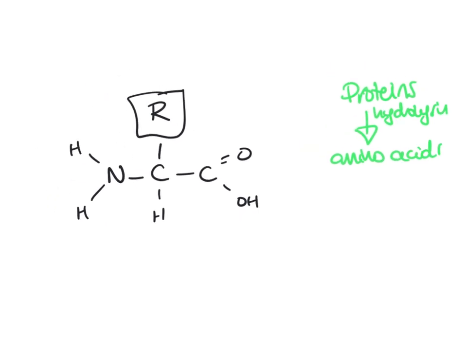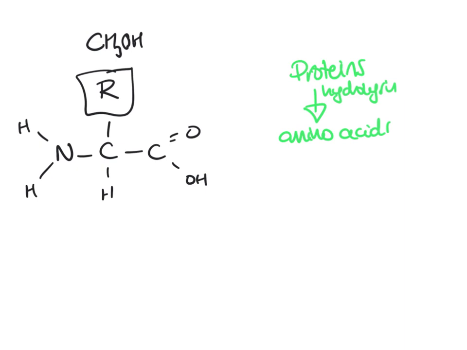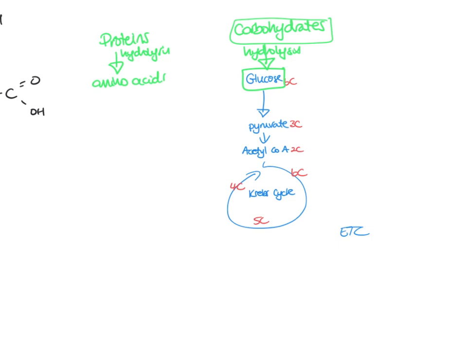So that could be like CH3OH, it could be anything, all right? So the protein could be broken down into amino acids, and some of them might have 3 carbons. If they have 3 carbons, they will enter around the pyruvate stage. If they've got 2 carbon units, they'll enter here. If they've got 4 carbon units or 5 carbon units, they'll enter at different stages of the Krebs cycle. Okay.